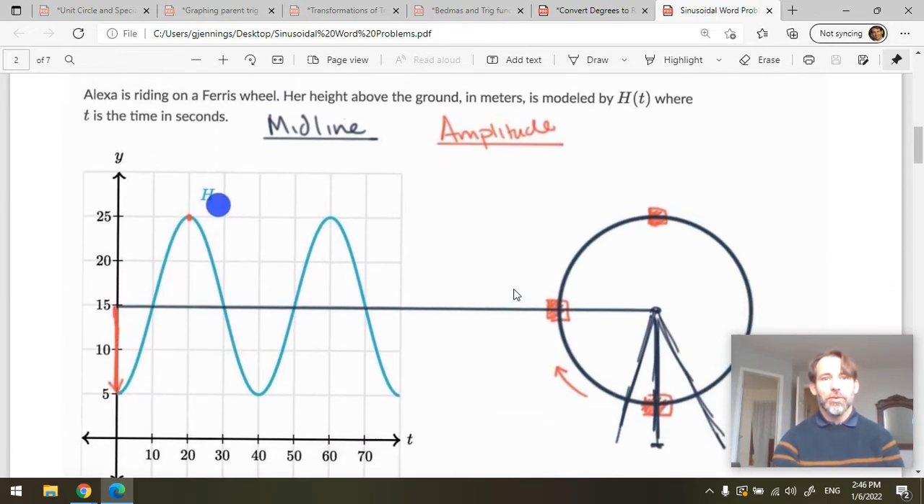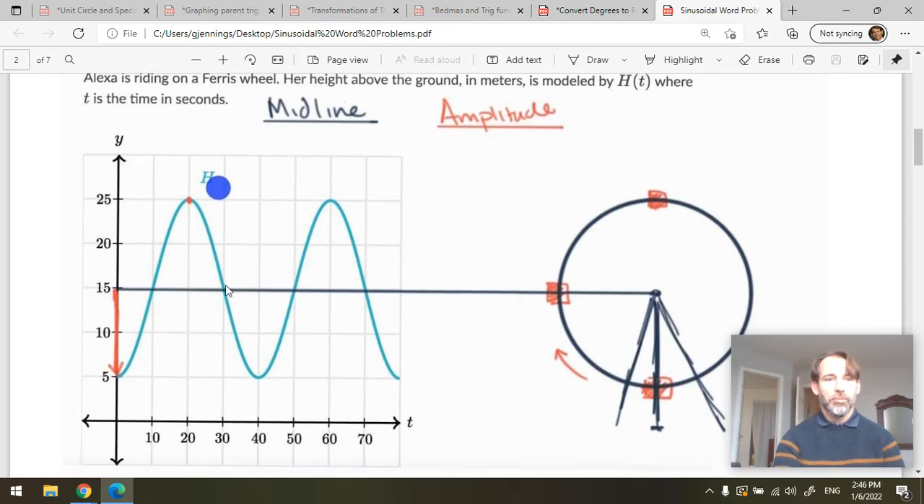Alexa is riding on a Ferris wheel. Her height above the ground in meters is modeled by h of t, where t is the time in seconds. So you have seconds here, and you have vertical displacement, that's height. We can find out from here that she got on at 0 seconds, at the bottom of the Ferris wheel. Her highest point she reaches after 20 seconds, and no surprise, she reaches the bottom after 40 seconds. It takes just as long to go up as it does to go down.